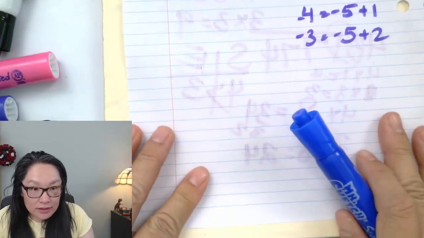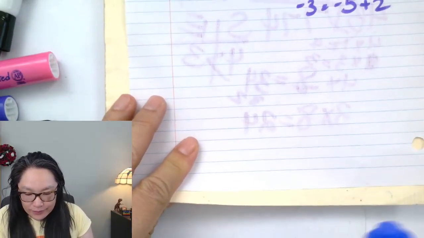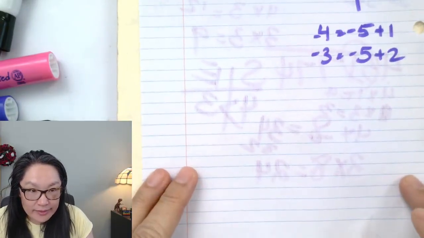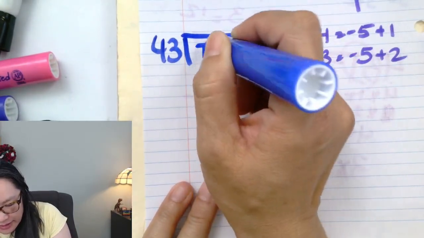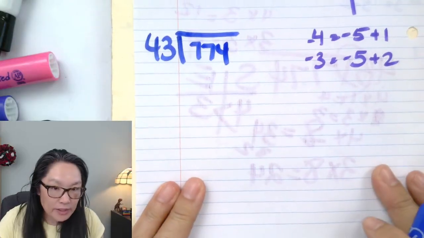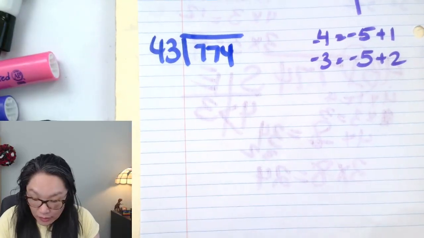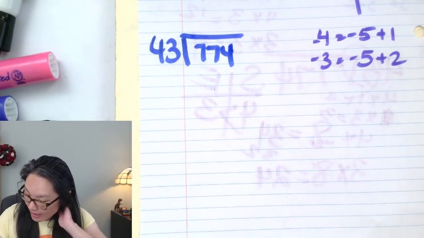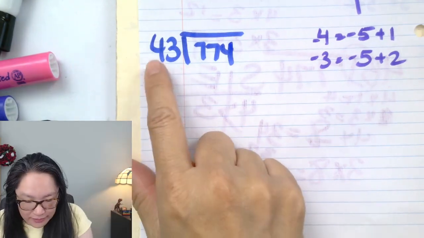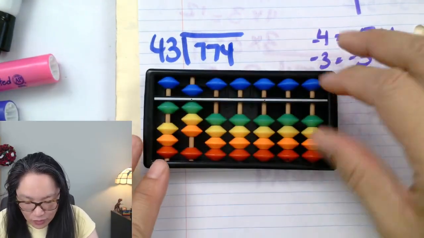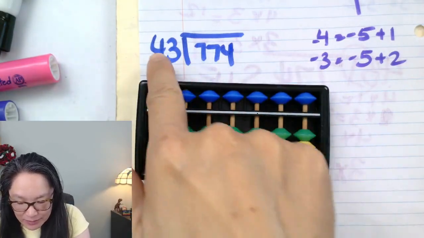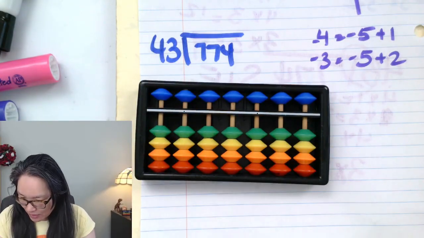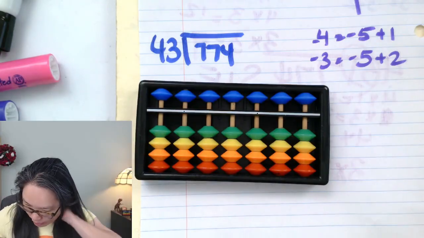Okay, so let's clear it up. Okay, we'll do that. So 774 divided by 43. I don't know why they tell the kids, how many times does it go into 70, how many times does 43 go into 77? When they should break it up into more manageable chunks.